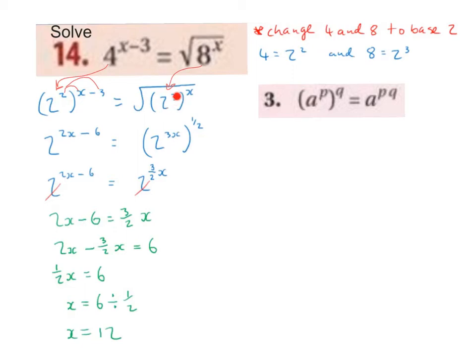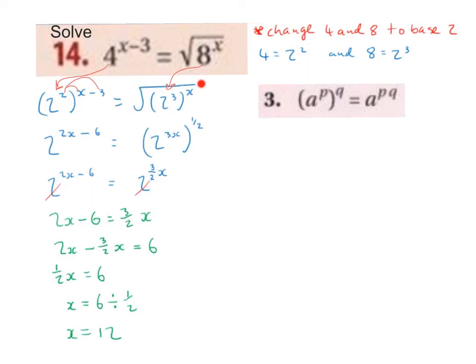So the 2 cubed is also being raised to a higher power. It's been raised to a power of x, and again we're going to follow law 3 of indices, raising a power to a higher power. We multiply the powers. So we're going to do 3 multiplied by x, which will give us 3x.